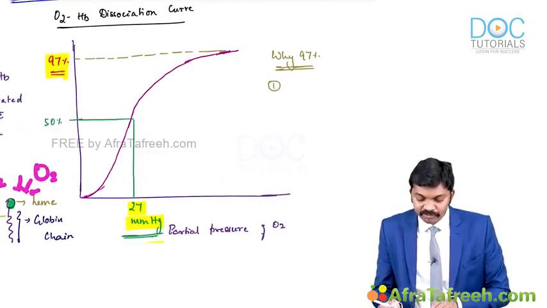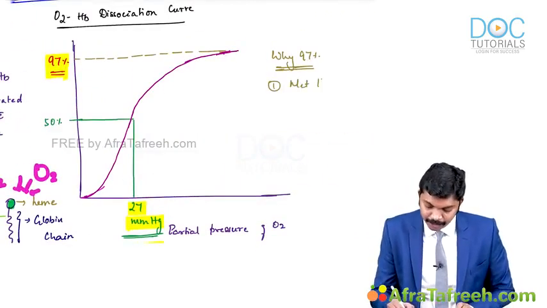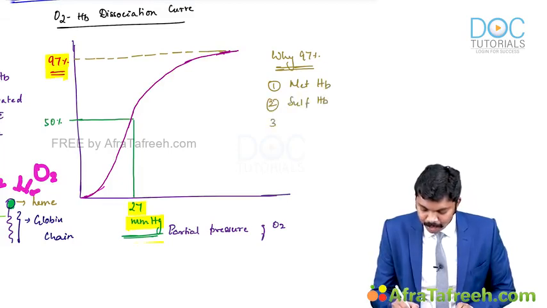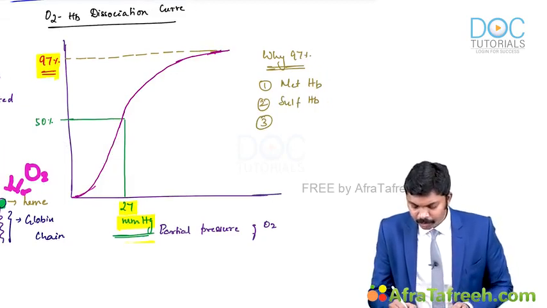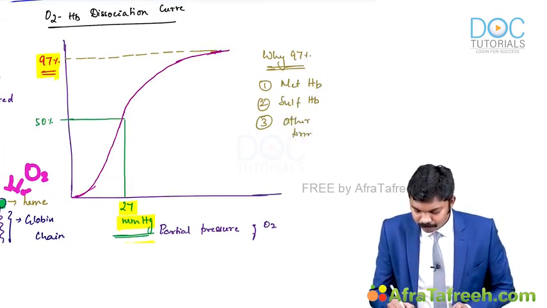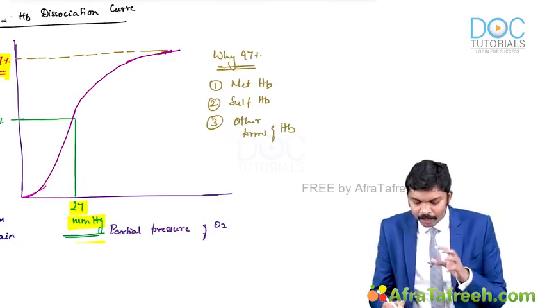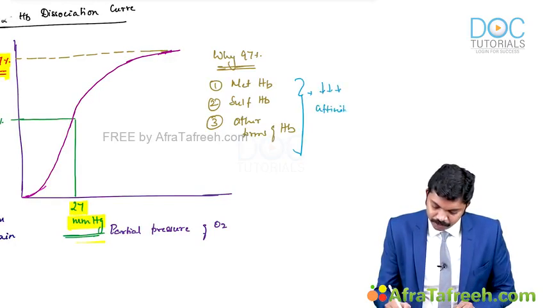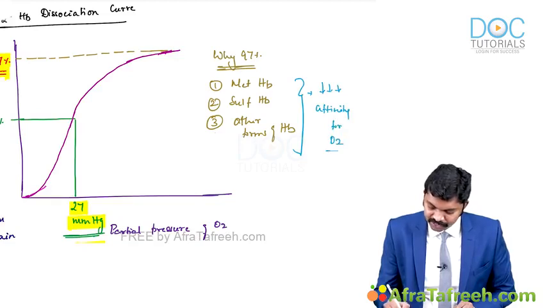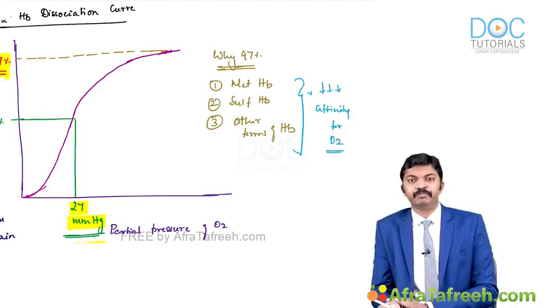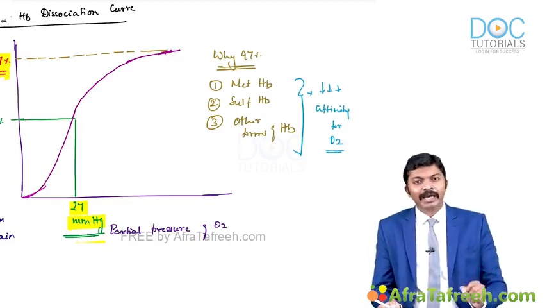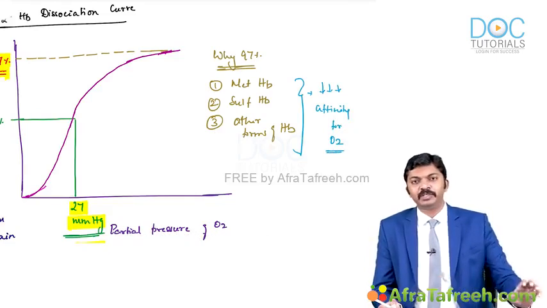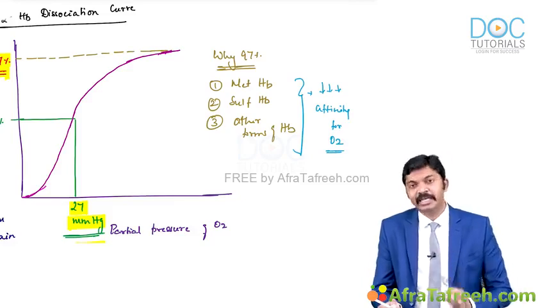There are other forms of hemoglobin like methemoglobinemia, sulfhemoglobinemia, as well as other abnormal hemoglobins. Even in a very minor composition, these kinds of hemoglobin have a very decreased affinity for oxygen. Because of their lesser affinity, they don't combine with oxygen. Due to that reason, we can never have 100% of hemoglobin absolutely saturated with oxygen. This plateau is just 97%, doctors.